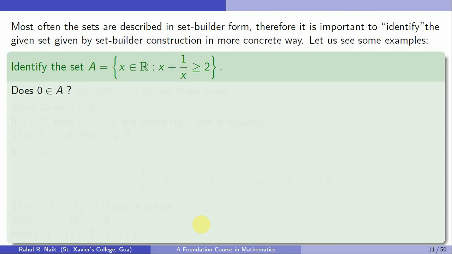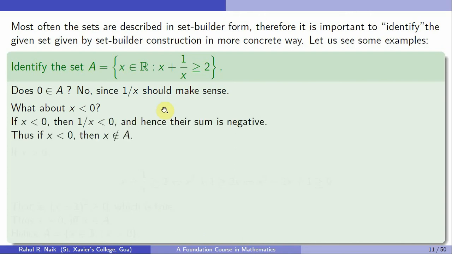So let us look at this. We keep on asking questions. Is 0 a part of A? No, since 1 by x won't make sense. What about x negative? Definitely this is also not, because if x is negative, 1 by x is also negative, then their sum is negative. But we have a set having their sum greater than or equal to 2, so therefore this is not true. Then if x is positive, there is a chance, because x plus 1 by x is greater than or equal to 0.